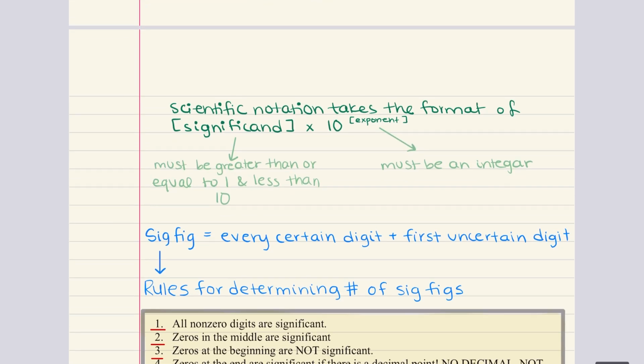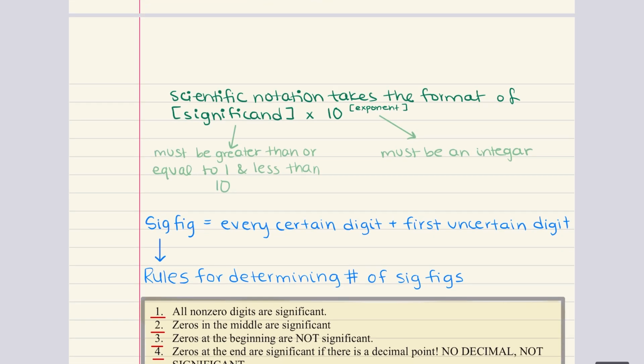Scientific notation solves this problem by representing numbers as the product of 2 components, a coefficient, also called the significand, and a power of 10. Now the coefficient must be greater than or equal to 1 and less than 10, while the exponent shows how many places the decimal has been shifted.